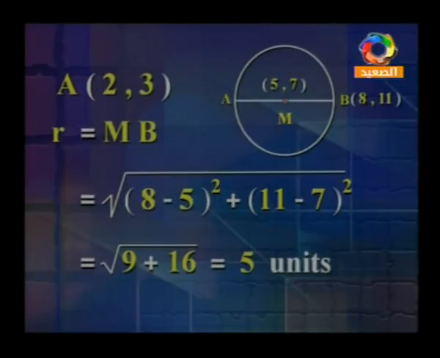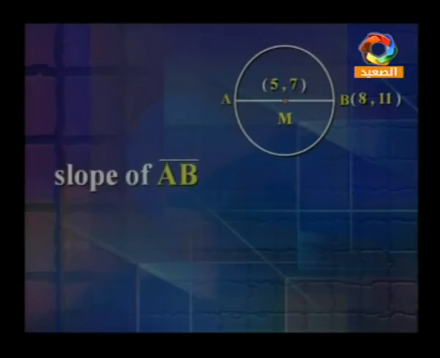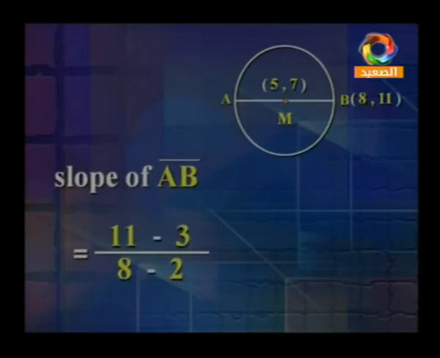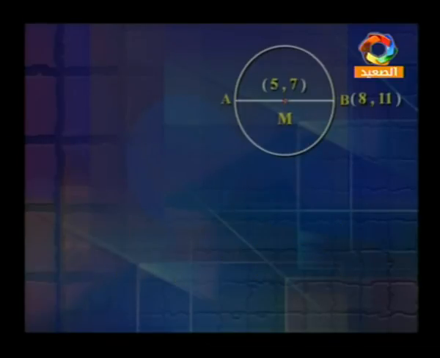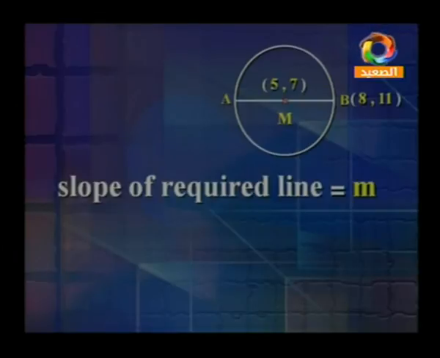Now, to find the equation of the perpendicular straight line to AB from the point B, first of all, you must find the slope of AB. Then the slope of AB equals 11 minus 3 over 8 minus 2, to give a result as 8 over 6, which is equal to 4 over 3. As the straight line needed is perpendicular to AB, the slope of the required line will be m, which is going to be equal to negative 3 over 4.